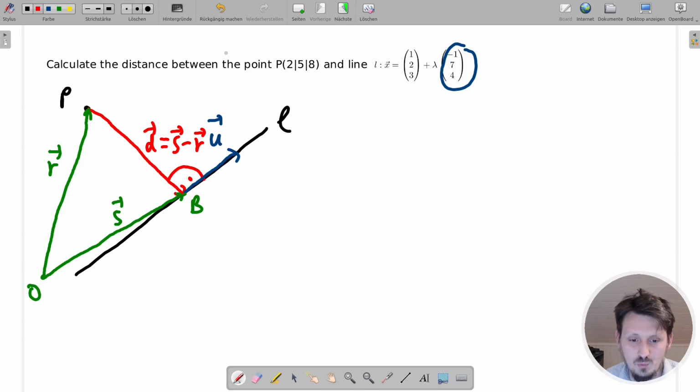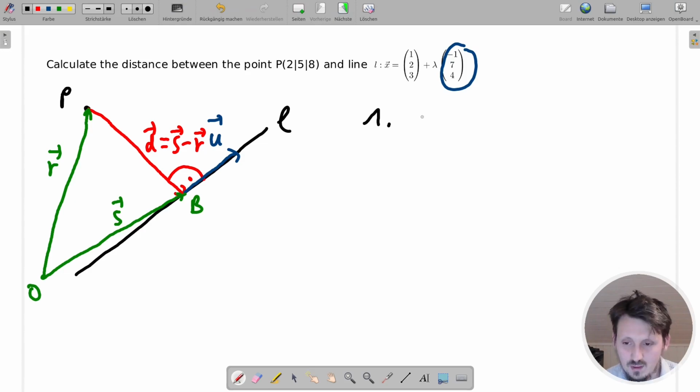And now we can already see how this method actually works. I can write down the algorithm which you have to apply, and you can always use the same algorithm. You don't have to change it whenever you have a similar exercise. So the first thing which we have to do is to understand what condition must be fulfilled in order to have the minimum distance. And as I said, we need this 90-degree angle between D and L, which means that the dot product of D and this direction vector U must be 0.